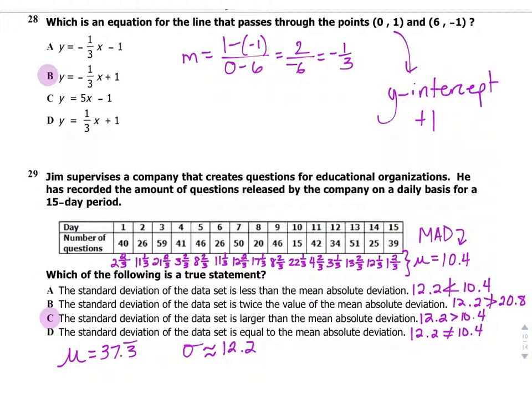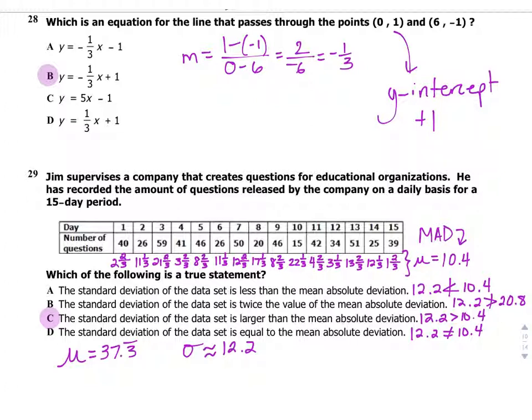Number 28. They give me two ordered pairs, and they want me to find the correct line that they pass through. I want you to remember to look at the points they give you, because lo and behold, they gave us the y-intercept this time. The ordered pair (0, 1) is a y-intercept because it's on the y-axis. So my y-intercept is positive 1.